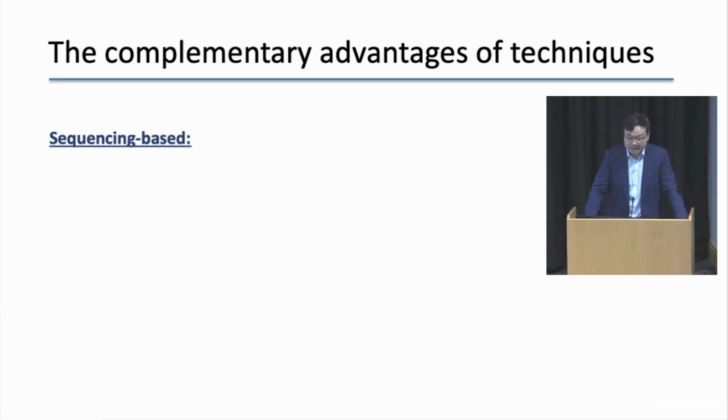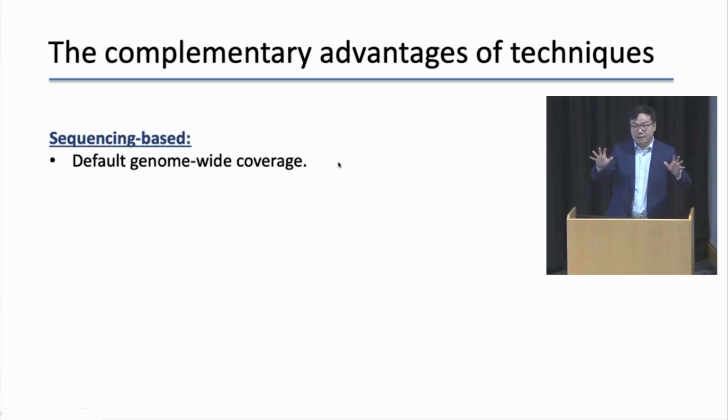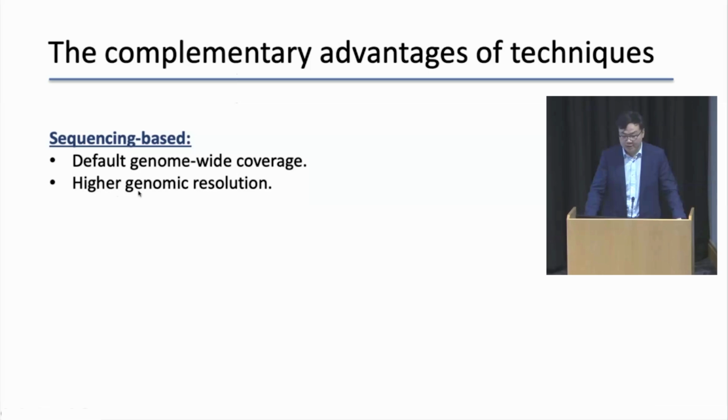For the sequencing-based technique, it's advantageous in terms of giving us genome-wide coverage by default, whereas imaging-based chromatin tracing still requires people to pick the 1,000 or 100,000 genomic targets that you want to image. So it offers less genome-wide coverage. And the sequencing-based technique can also reach higher genomic resolution with finer cutting and deeper sequencing. For example, micro-C, a technique that I didn't talk about today, another Hi-C-like technique, can reach single nucleosome resolution. And the chromatin tracing technique cannot reach that at this point.